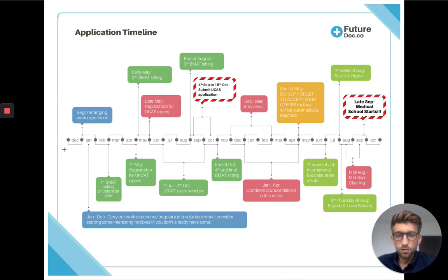Then with the UCAT, you don't really have much choice, just that the registration opens at the start of May, and then the exam period is from the start of July to the start of October. The only thing I would say with that is make sure that you book it early, because they get booked up really quickly, and essentially you want to try and book a time that suits you best.